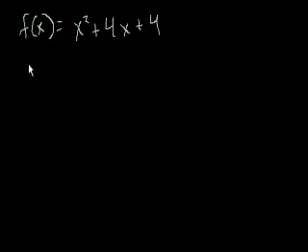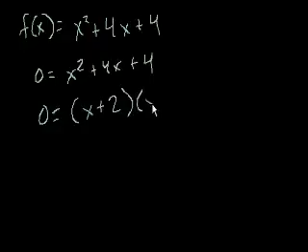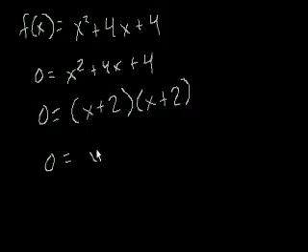So let's say if f of x is equal to 0, then we could just say 0 is equal to x squared plus 4x plus 4. And we know we could just factor that. That's x plus 2 times x plus 2. And we know that it's equal to 0 at x equals minus 2.